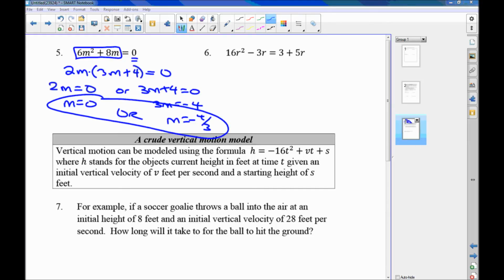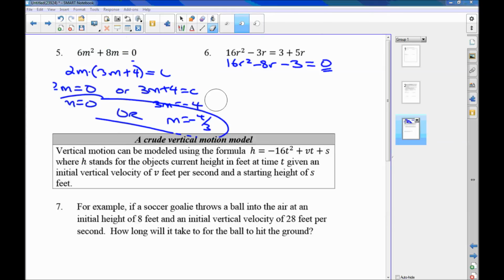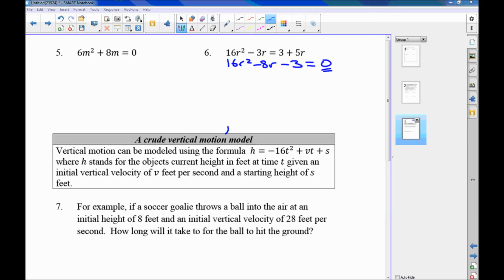All right, and our last one, we're going to move the 5r over. So 16r squared minus 8r, and we're going to move the 3 over, so we'll subtract 3, and now we have it equal to 0. And we need to do the box method on this one, so I'm going to erase number 5 and put it in its spot. So we want to think of two numbers that multiply to negative 48 and add to negative 8. Okay, and those numbers are going to be negative 12 and positive 4.